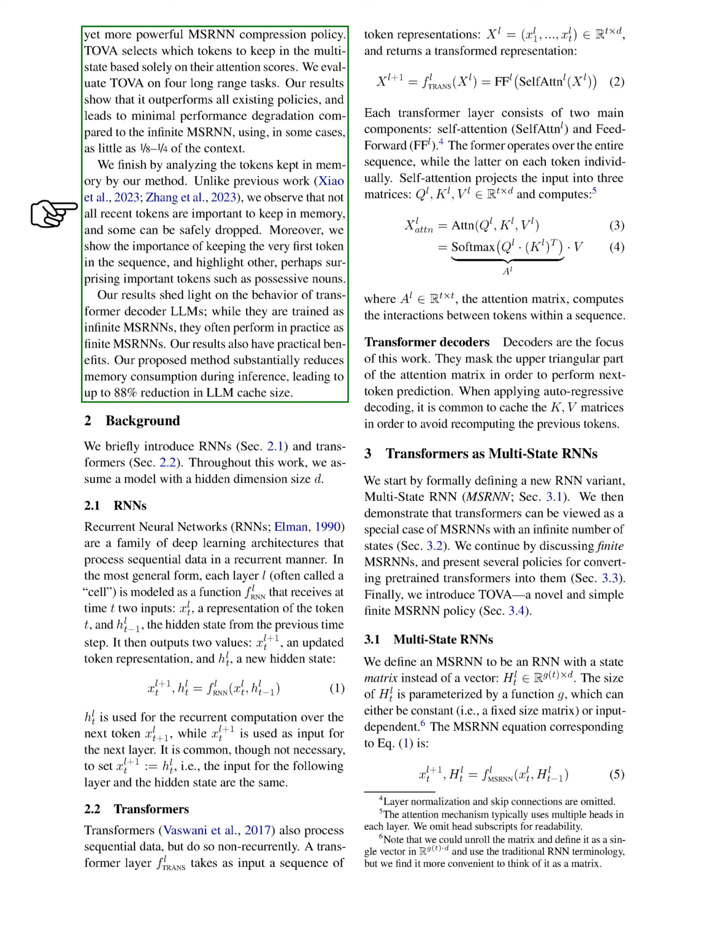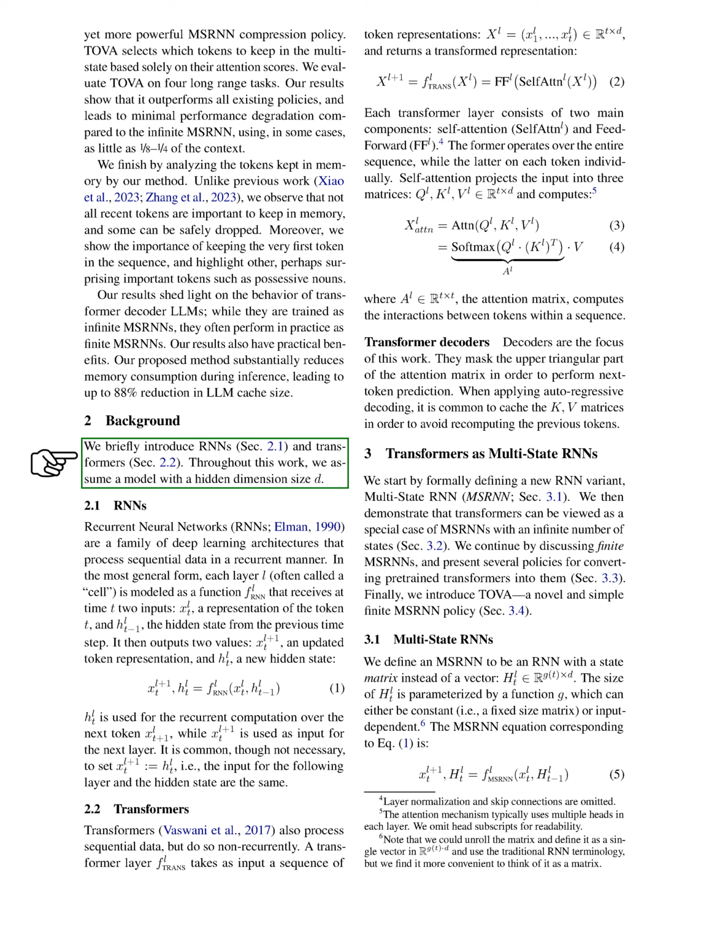We also analyzed the tokens kept in memory by our method. We found that not all recent tokens are important to keep in memory, and some can be safely dropped. We also discovered the importance of keeping the very first token in the sequence, and other important tokens such as possessive nouns. Our results shed light on the behavior of transformer decoder language models. While they are trained as infinite MSRNNs, they often perform in practice as finite MSRNNs. Our method also has practical benefits. It significantly reduces memory consumption during inference, leading to up to an 88% reduction in language model cache size.